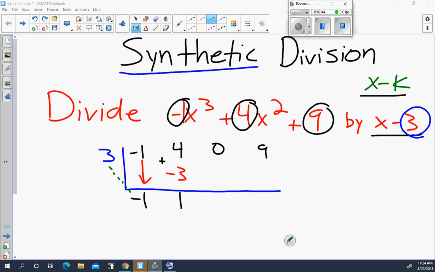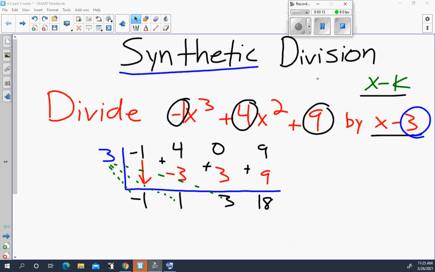We're going to do the same process again. We take the 3 on the outside and multiply by that 1. What's 3 times 1? It's 3. Add those together. What's 0 plus 3? 3. Same process. Multiply those together. What's 3 times 3? It's 9. Add these together. What's 9 plus 9? 18. Okay, we're done with the synthetic division.